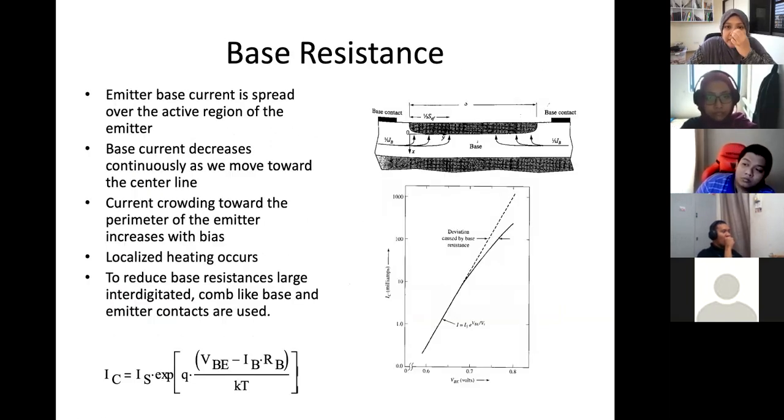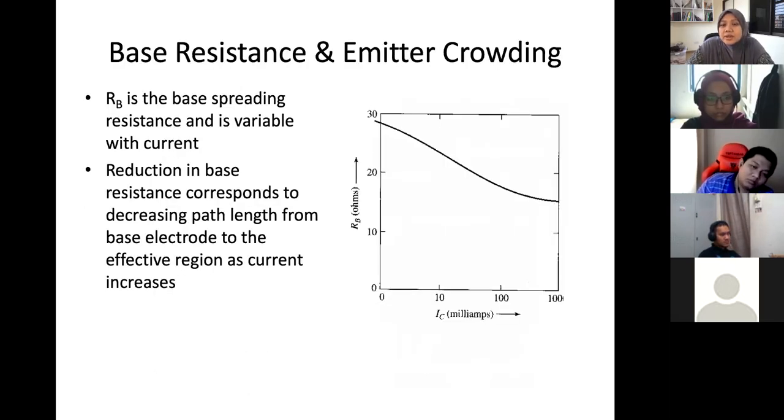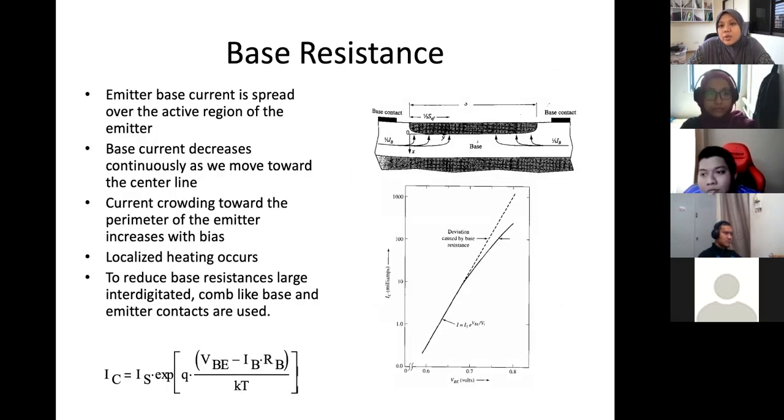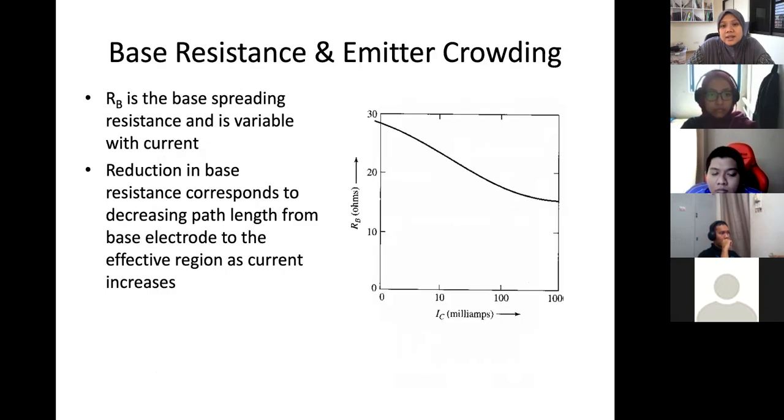Then we'll talk about base resistance, which sometimes has two names for the same thing: base resistance effect or emitter crowding effect. What is it and why should we care? You can google it first. It's important, and there are solutions.